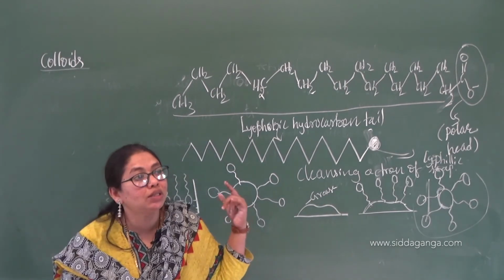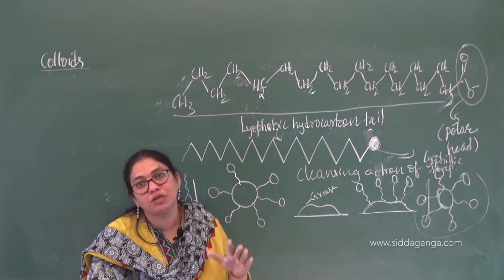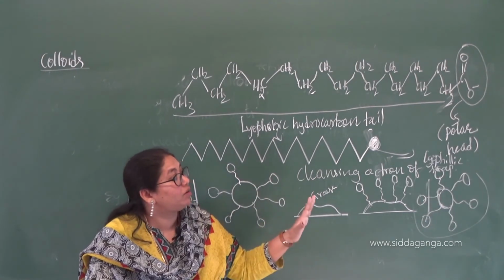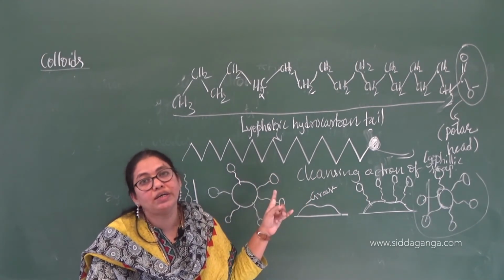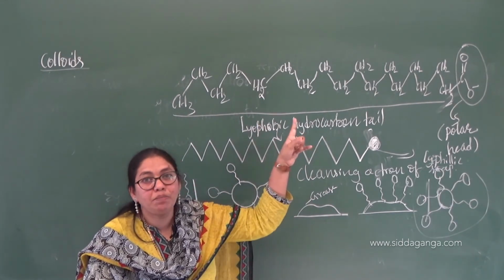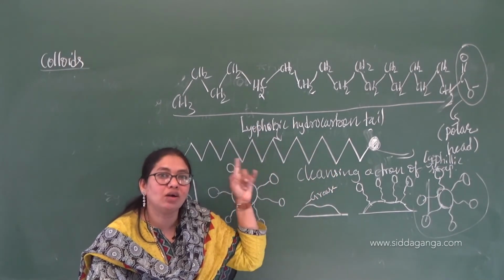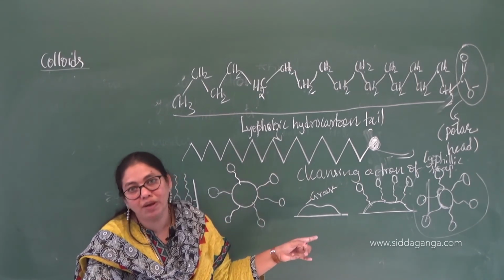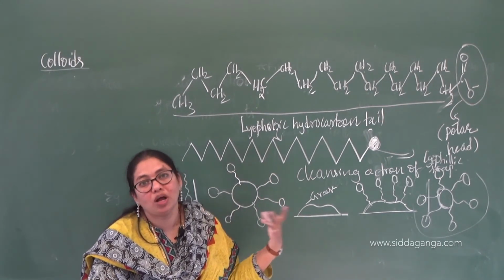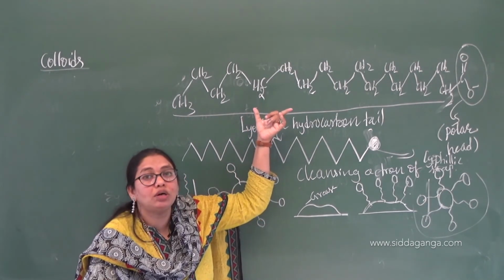Along with that, we are done with the third type of classification, based on the type of particles of the dispersed phase: multimolecular colloids, macromolecular colloids, and the last one, associated colloids or micelle formation. There you should note the Kraft temperature, the temperature at which micelle formation takes place, and the CMC, the concentration at which micelle formation takes place, and how micelles clean the grease from the cloth. That is also very important, and you have to note down the structure, which is very easy to write.